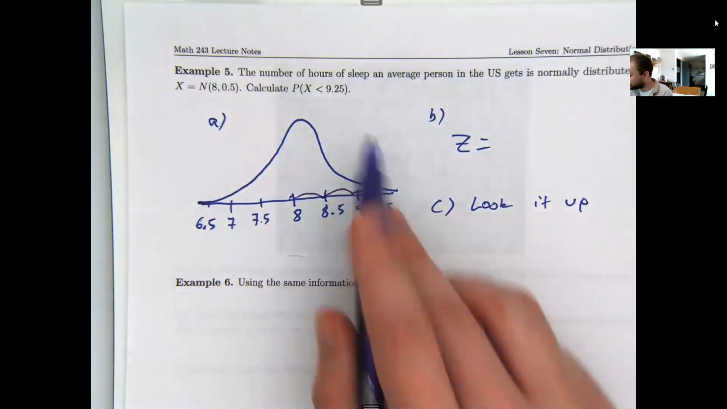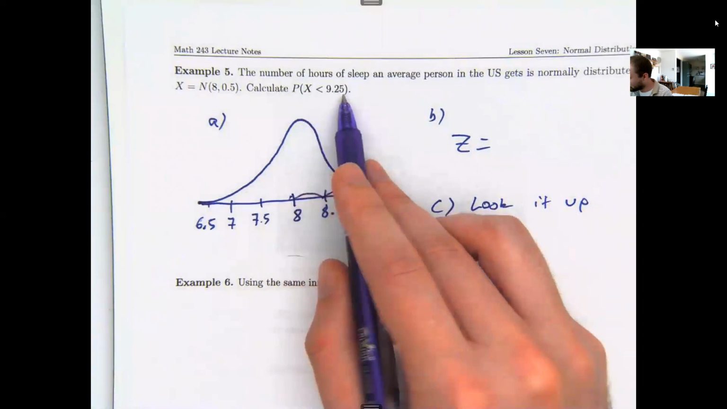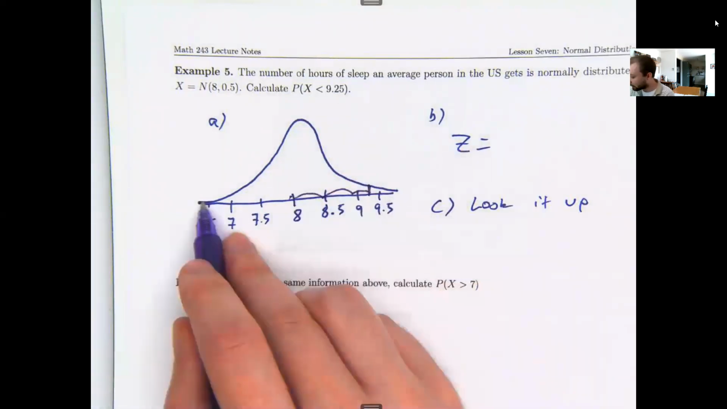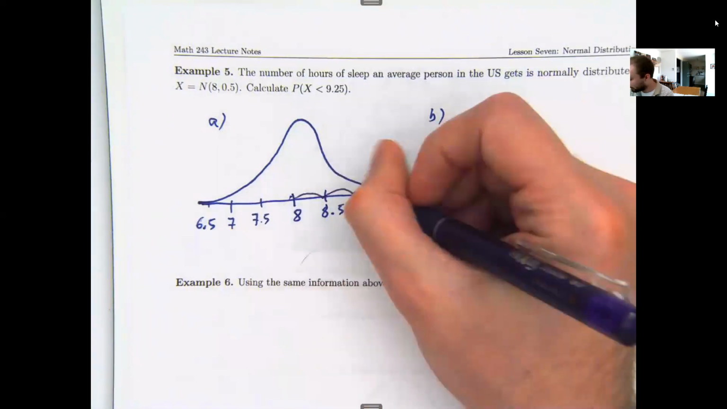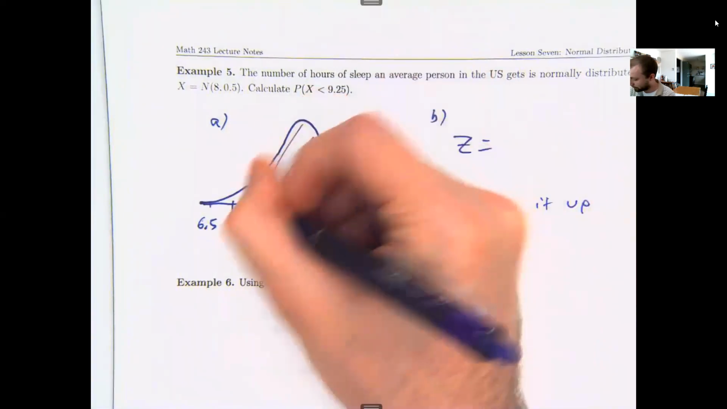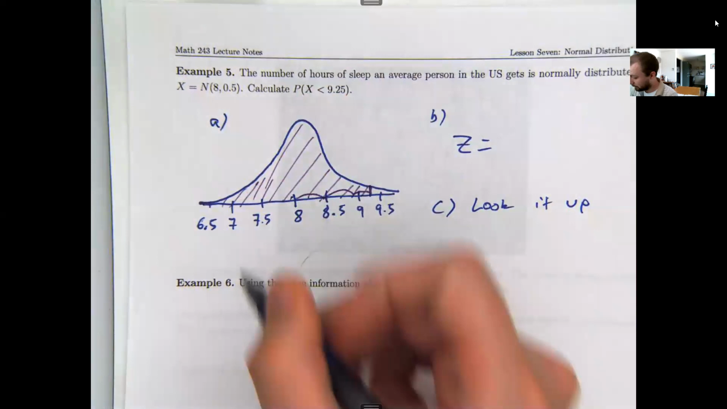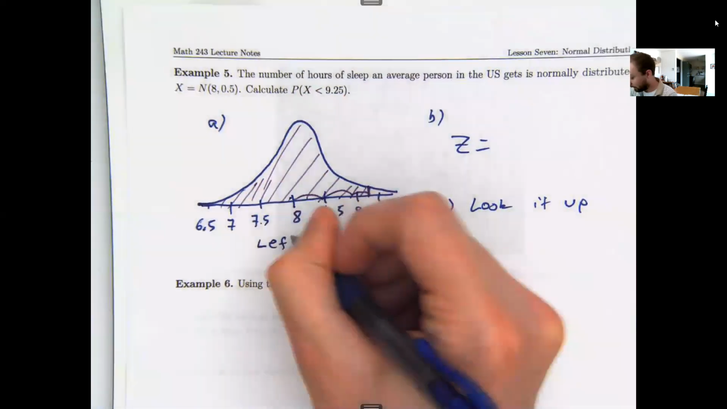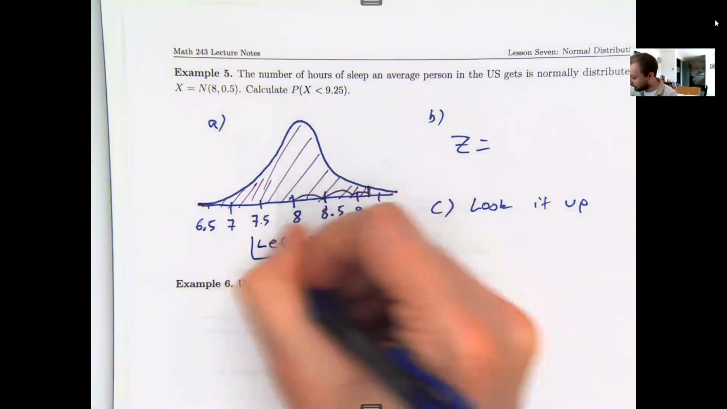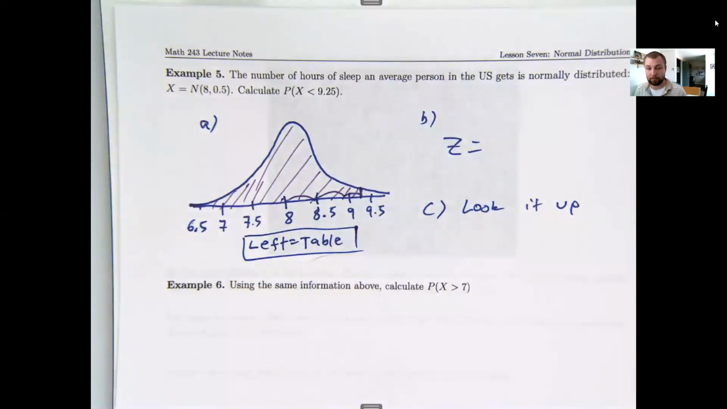Let's figure out which way we're supposed to shade. I'm looking at numbers less than 9.25. All of the numbers on this side are less than 9.25, so I'm going to have this picture shaded to the left. That's good for me, because whatever value is inside of the table is going to be the area that I'm looking for.